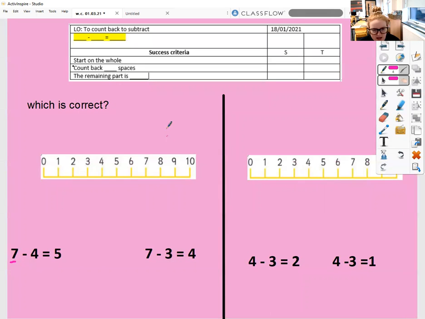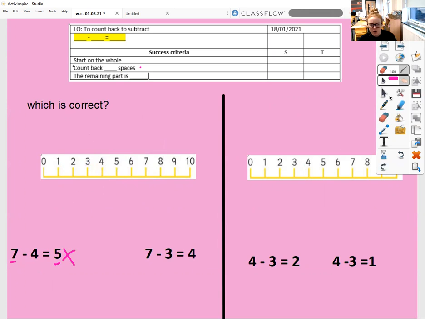So my first part is 7. So I'm going to start on 7. And I'm going to take away 4. So count back 4 spaces. So 1, 2, 3, 4. Then finding my remaining part, should my remaining part be 5 or should my remaining part be 3? So this is not correct.